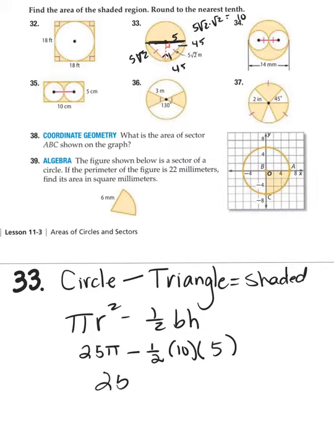So 25 pi minus 25. Let's put that in the calculator. 25 pi minus 25. We should get about 53.5. Again, it tells us to the nearest tenth. And this was square meters.